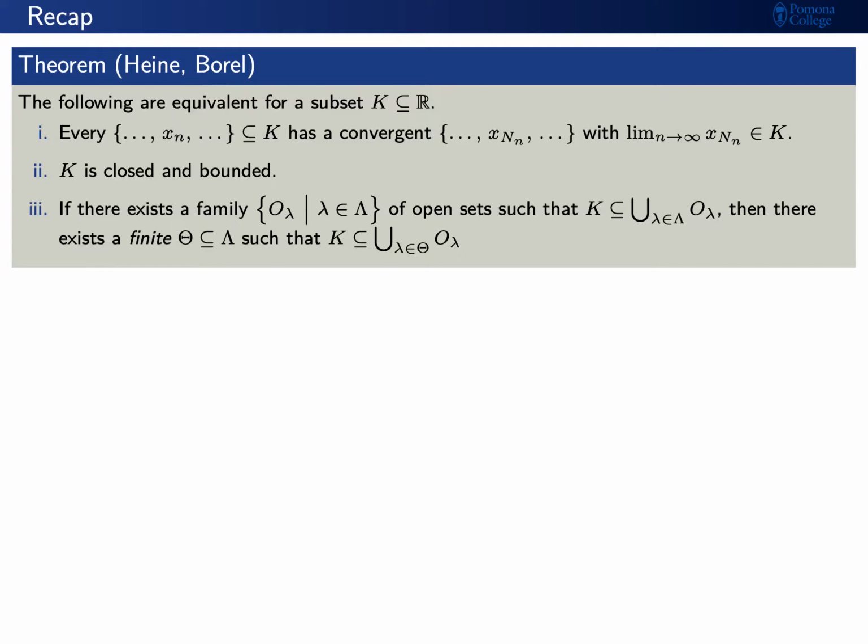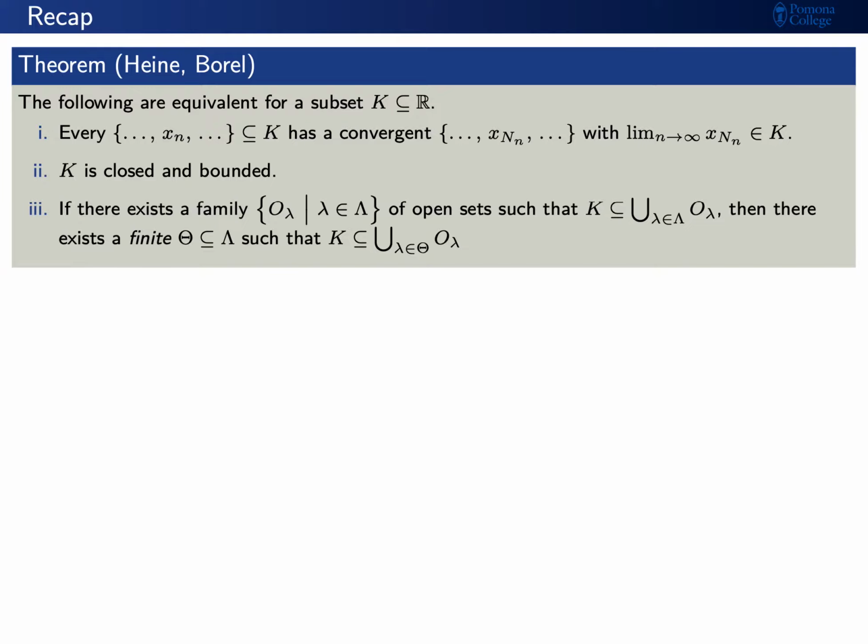the real numbers R. First, every sequence of X sub n's contained in K has a convergent subsequence where the limit of this subsequence is an element of K. Second, K is a closed and bounded set. And third, every open cover of K has a finite subcover.